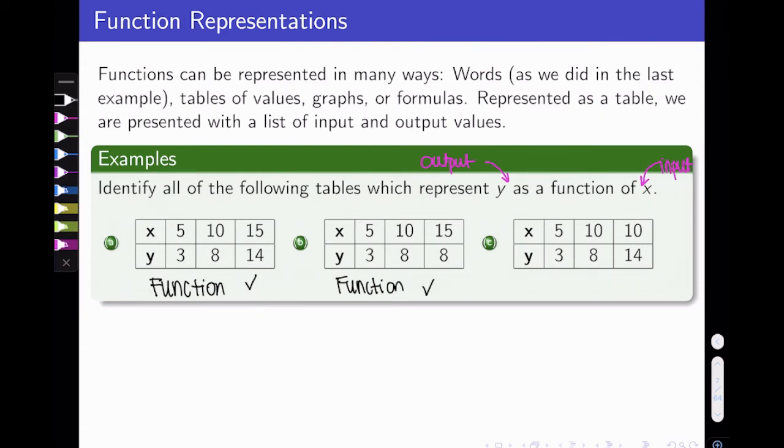And then finally in part C, our table has 5, 10, and 10. The first 10 goes to 8, and the second 10 goes to 14. And so we have one x value going to two different y values, and so it fails the definition of being a function. And so this is not a function. This might be a little bit easier to see with a graph. So let's determine how we can identify if a graph represents a function.